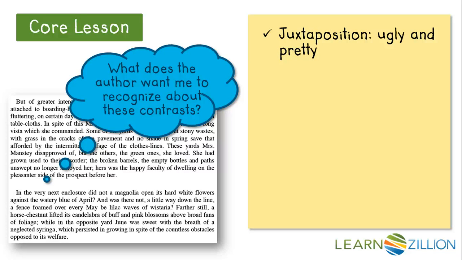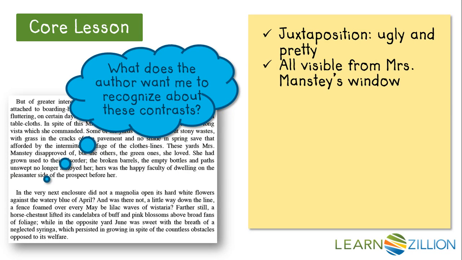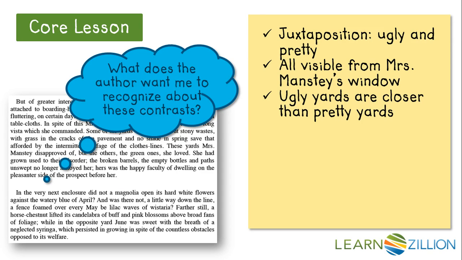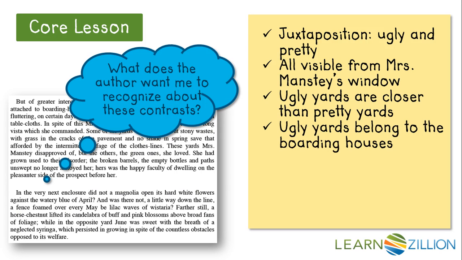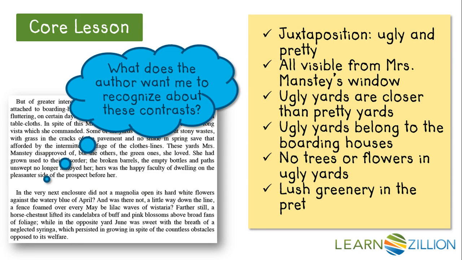the pretty yards. The next thing I want to note is both types of the yards are visible from Mrs. Manstey's window. The paragraphs are organized by location. The uglier yards are closer than the pretty ones. The ugly yards belong to the boarding houses, which consist of lower class people. Another thing I notice is that there are no trees in the ugly yards, and the pretty yards have lush greenery.